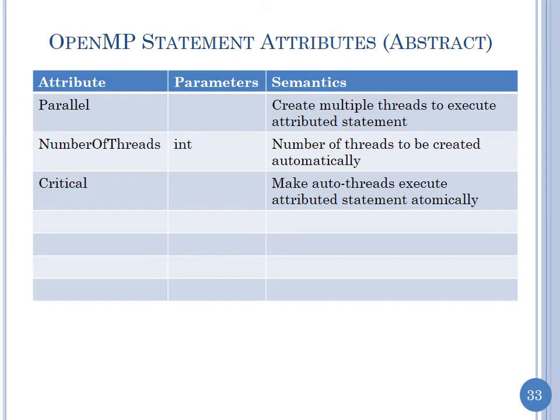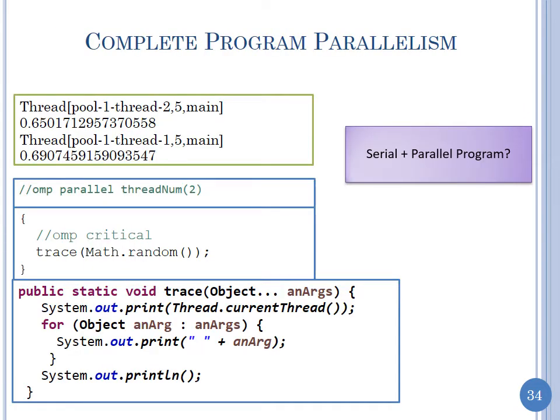What we're doing really is not so much looking at the Java syntax, but looking at the OMP attributes and their values. These attributes are language independent. We saw there was a parallel attribute, there was a number of threads attribute, and now we have a critical attribute, and it makes the automatically generated threads execute the attributed statement atomically.